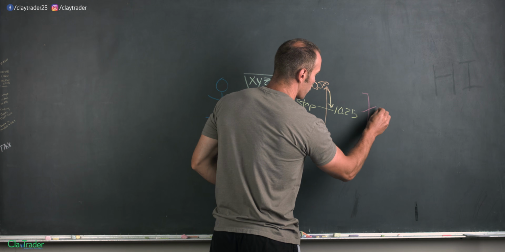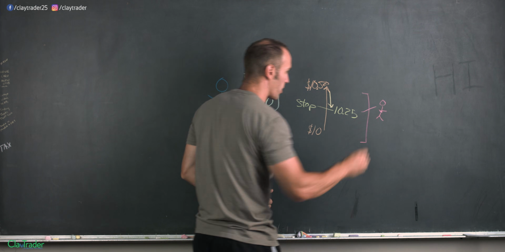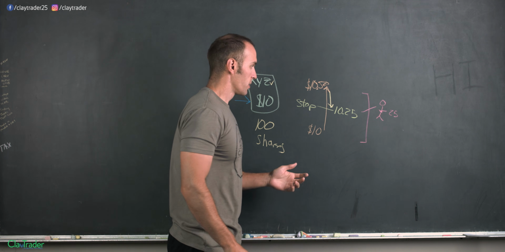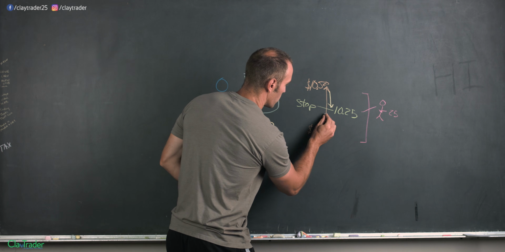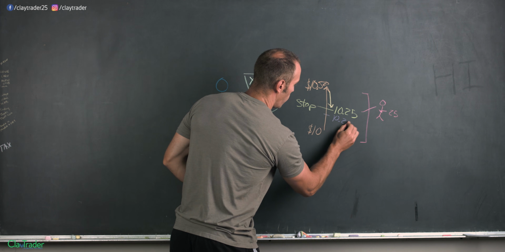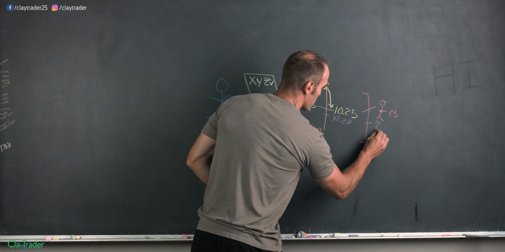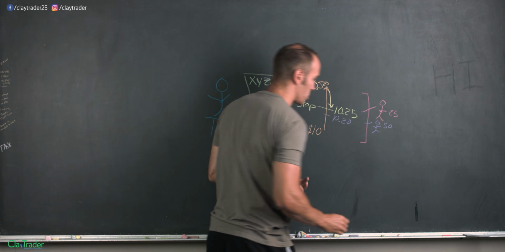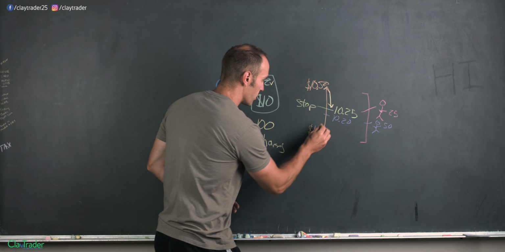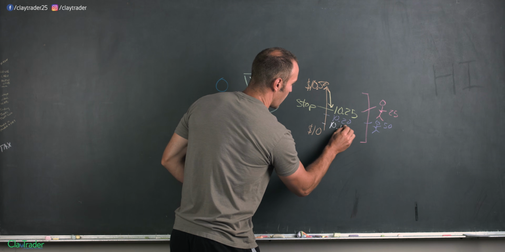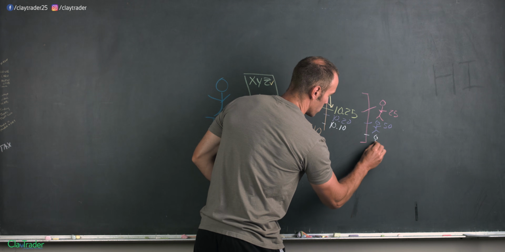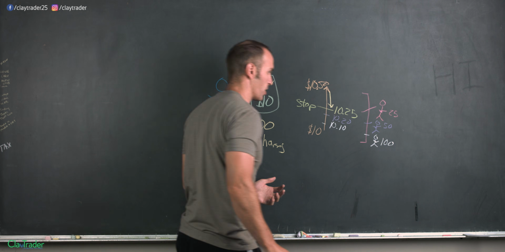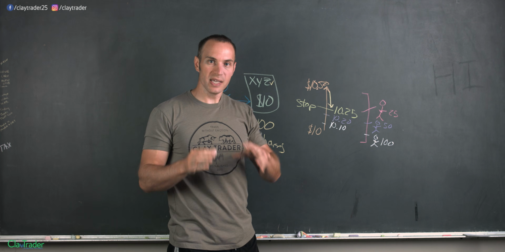So at 10.25, we have a trader here, and they're willing to purchase 25 shares. Then we have down here at 10.20, somebody that's willing to purchase 50 shares. And then down here at 10.10, we have somebody else, and they're willing to purchase 100 shares. So what is the actual slippage?